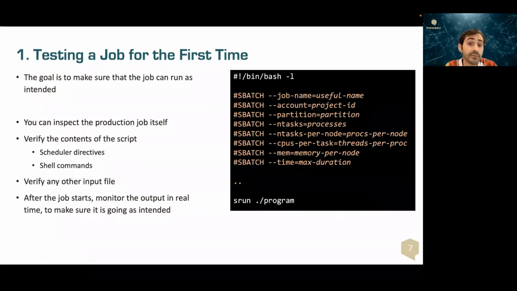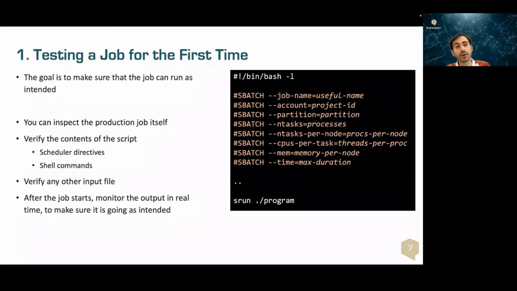So the first one was testing a job run for the first time. The goal here is just to make sure that the job runs as intended. You have a couple of options, actually. The first one is written here. You can inspect just the production job itself. Before you submit it, you verify the contents of the scripts in terms of the scheduler directives, the SBatch lines, and also the shell commands that make up the actual workflow. Verify any other input file that comes with the workflow. And then after the job starts, monitor the output in real time to make sure that it's going as intended.